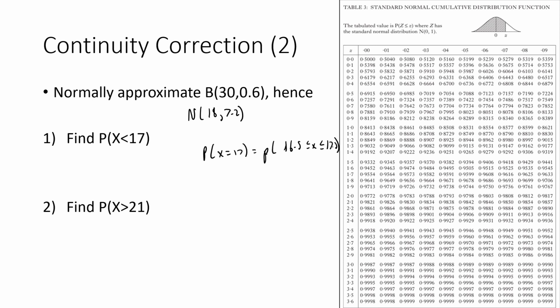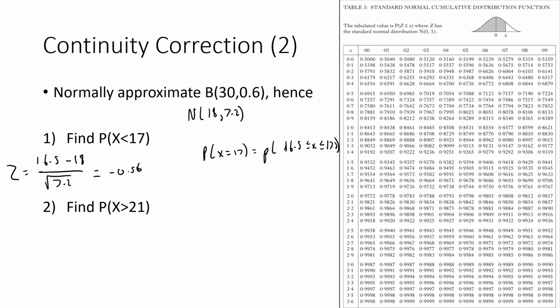So what that means is if I want the probability of x to be less than 17, I want the probability of x to be less than 16.5, if that makes sense. So what I would do here is find a z value, 16.5 minus 18 over root 7.2, because it's divided by sigma, and that gives us negative 0.56. This is a negative number, so I want to be a bit careful.